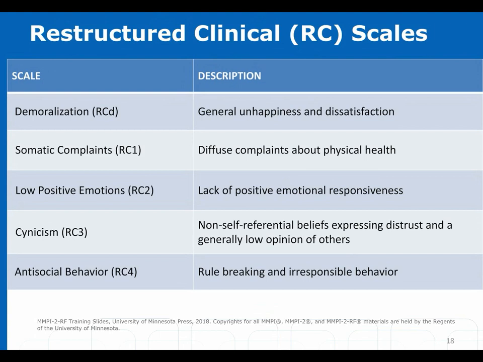And this construct in general has been implicated in two key areas. One is in the health domain, where individuals who are high in cynicism are at risk for cardiovascular disease. There are some landmark studies in that area with the original MMPI. And the other major area of research on cynicism has to do with police officers, where cynicism is a risk factor for police officer burnout and misconduct. Finally, on this slide, we have antisocial behavior, which of course assesses rule breaking and irresponsible behavior. This scale is a good indicator of, for example, antisocial personality disorder.